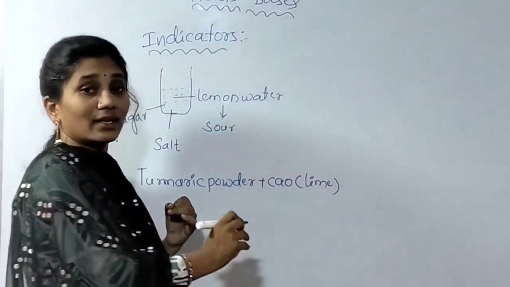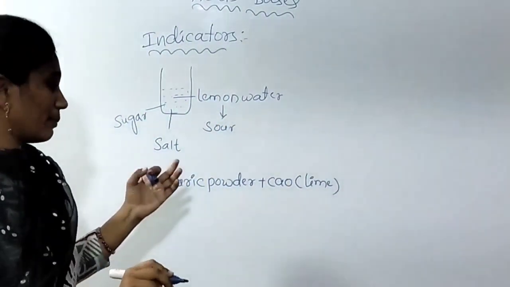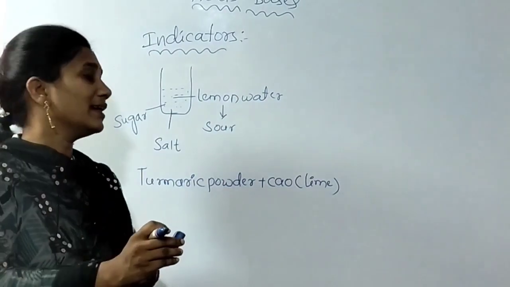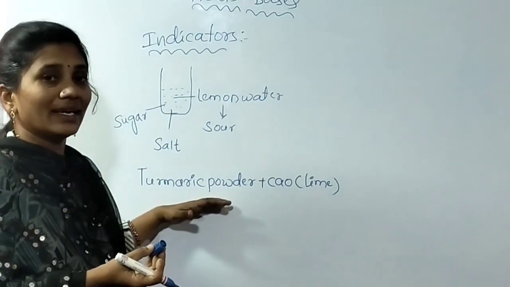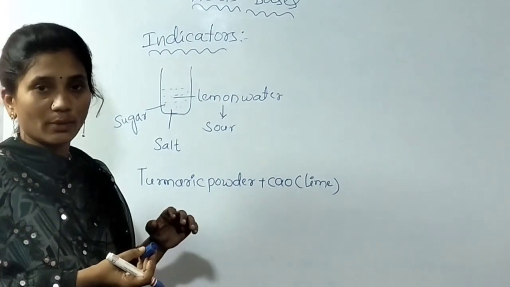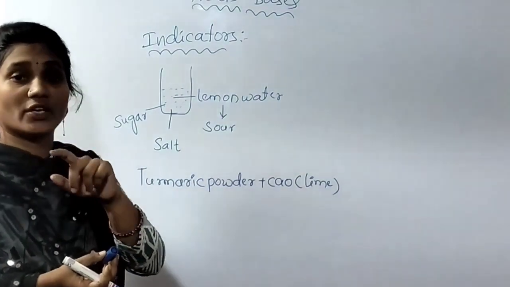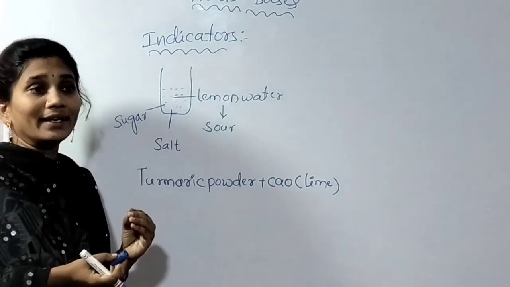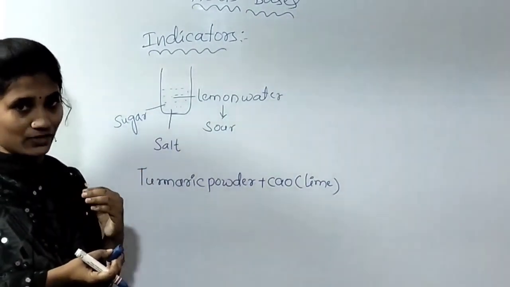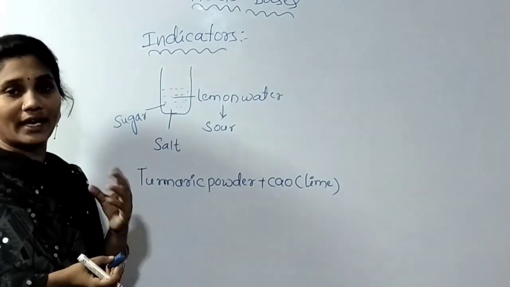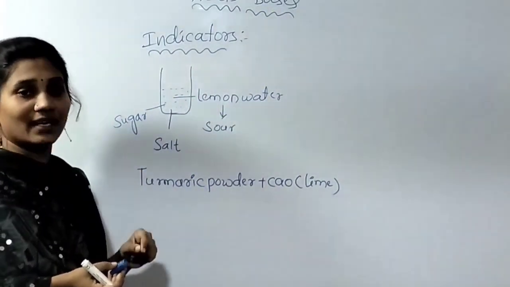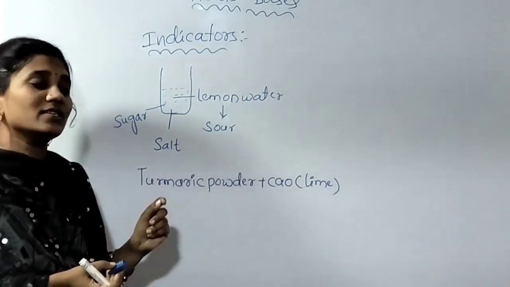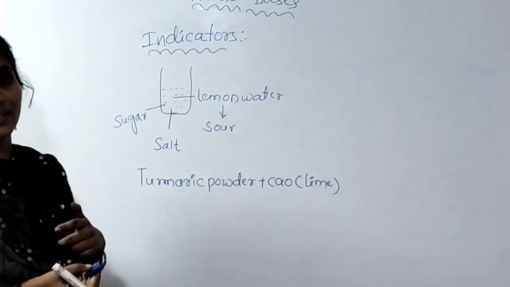Okay? So in the class of bases, I have told you about what is lime and what is lime water. So when turmeric powder is mixing with calcium oxide, we can observe a change in their color. So what kind of color will we get, and why has this color changed into another color?